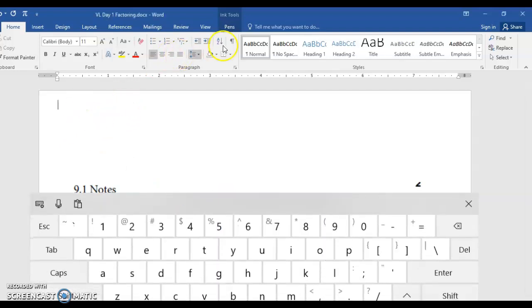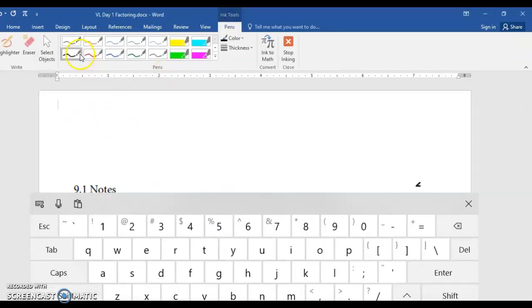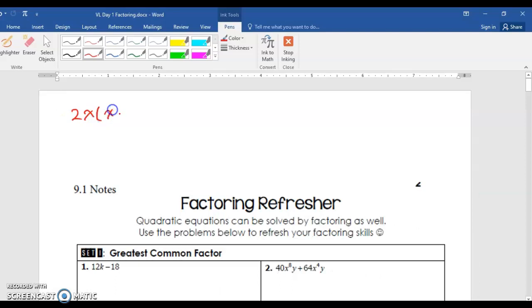So let's quickly look at what it really means to factor. Suppose I have 2x times x minus 4. I'm just taking this as an example. What would you do when you have to find the product? You would distribute 2x over these two terms. So it would be 2x times x, which is 2x squared, and 2x times negative 4, which is negative 8x, right? Alright, so remember this.